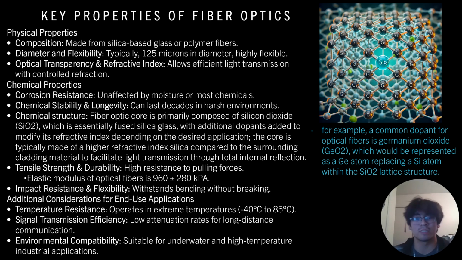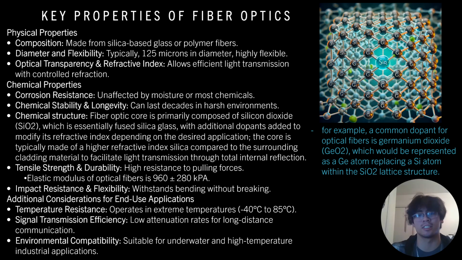The chemical structure is mainly silicon dioxide, which is essentially fused silica glass, but a lot of times, to make the fiber optic, it is paired with a dopant to modify its refractive index, the most common dopant being germanium dioxide. The way it works is that it enters the lattice of the silicon dioxide and replaces only every few silicon dioxide, not every single one, but just enough to strengthen the fibers and alter the refraction without breaking the structural integrity.